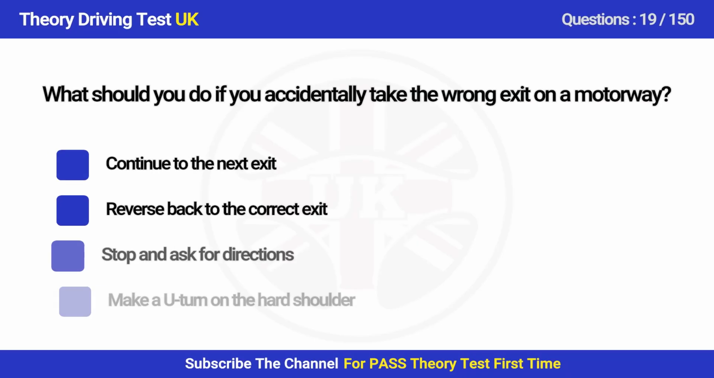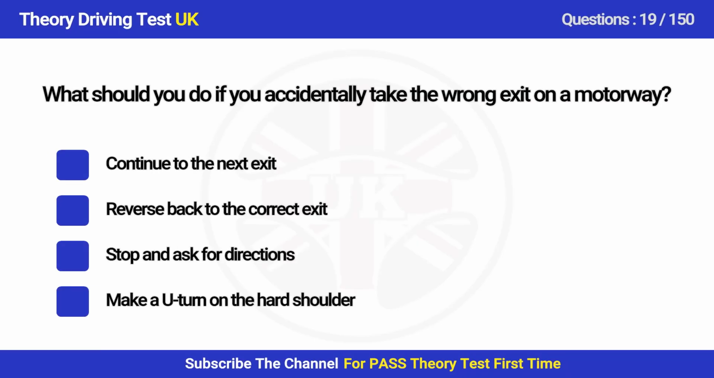Question 19. What should you do if you accidentally take the wrong exit on a motorway? A. Continue to the next exit. B. Reverse back to the correct exit. C. Stop and ask for directions. D. Make a U-turn on the hard shoulder.